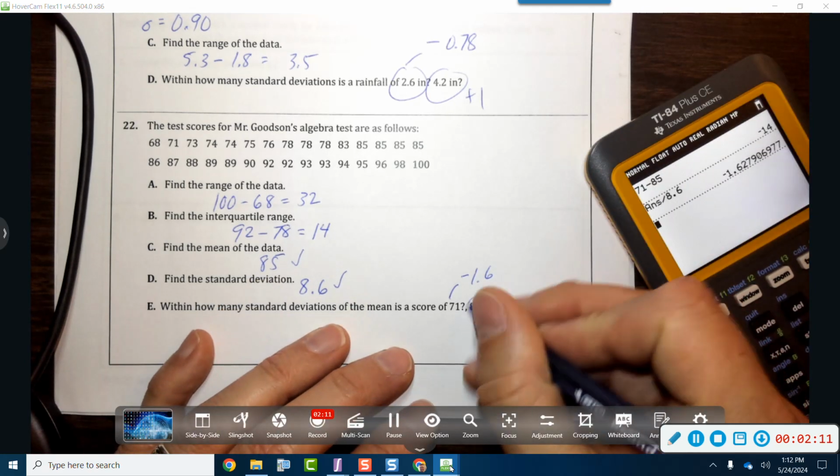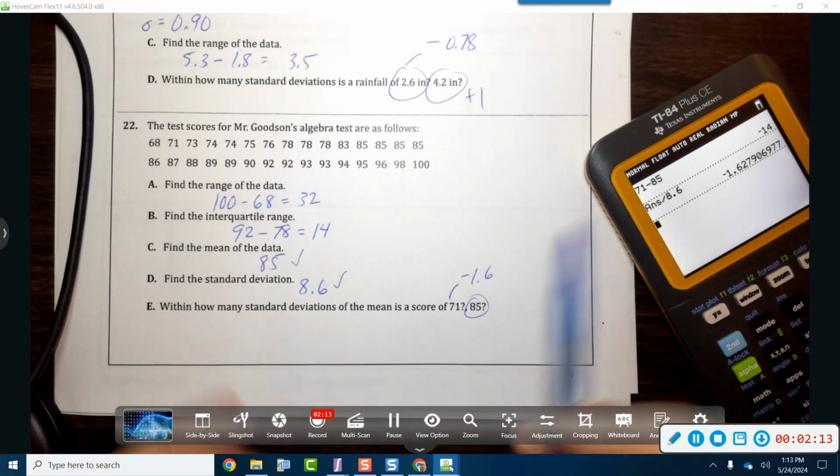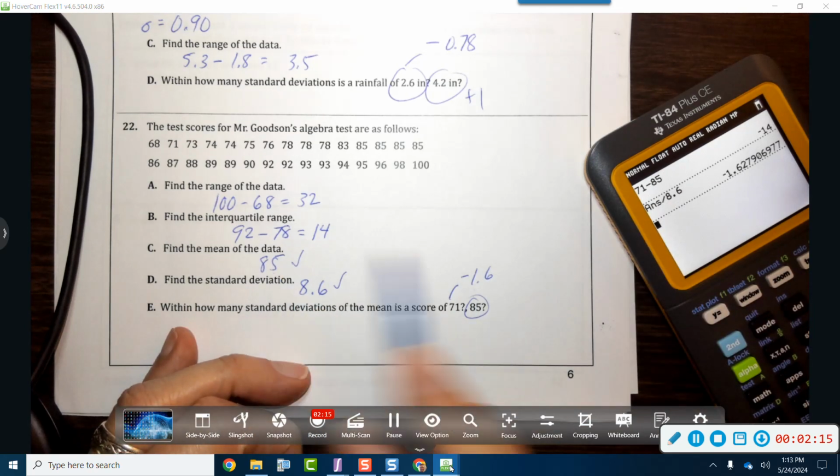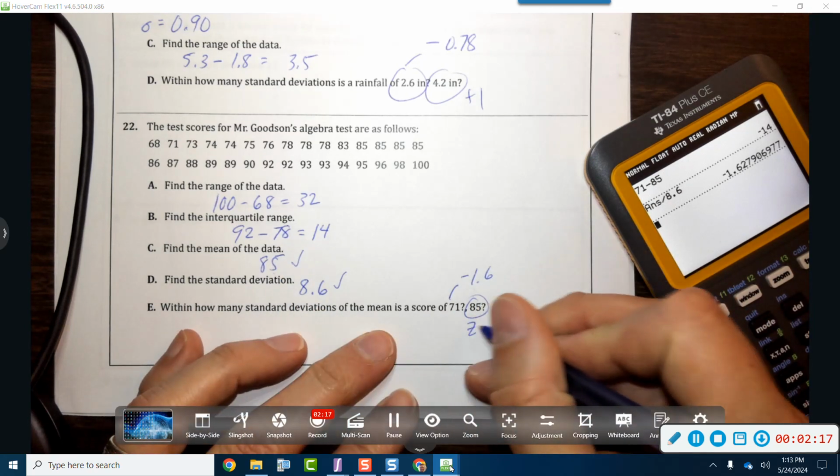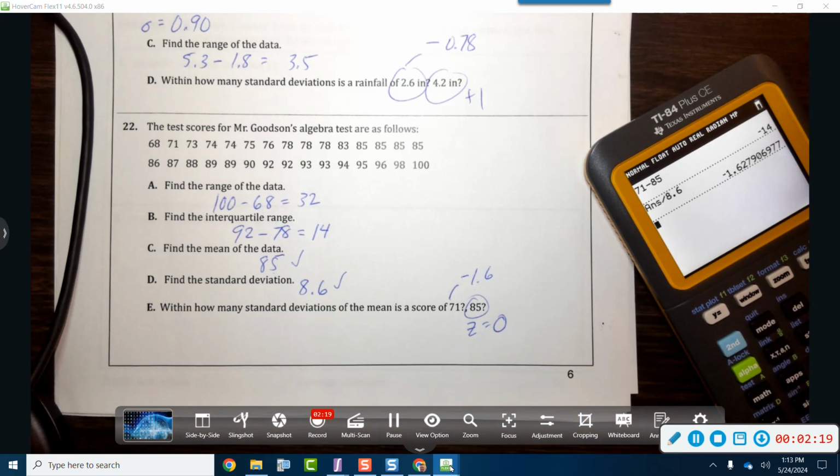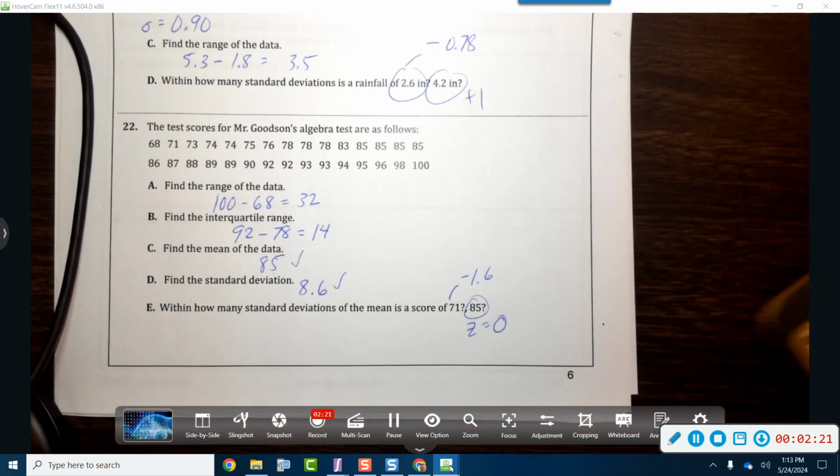Now, for 85, hopefully you don't have to calculate that, because if you know the mean is 85, you know that your z-score is going to be 0. If it's the mean, it is 0. All right.